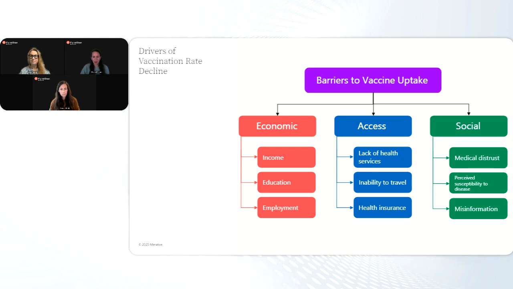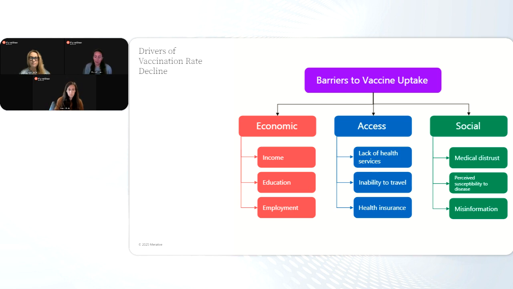Okay, so Lisa talked a little bit about what the barriers to vaccination are with those current ones, such as those social networks that she talked about. But there are a lot of long-standing barriers that people have faced when trying to become vaccinated. And those can be broken down into three general categories of economic barriers, access barriers, and social barriers.